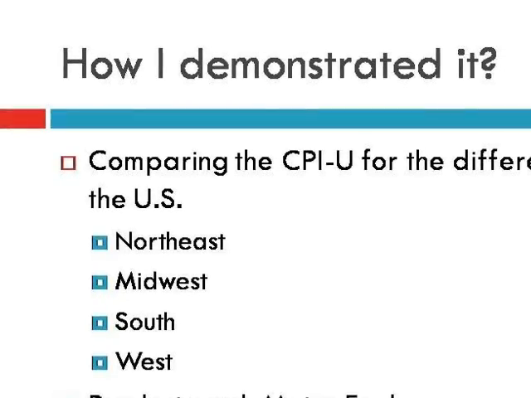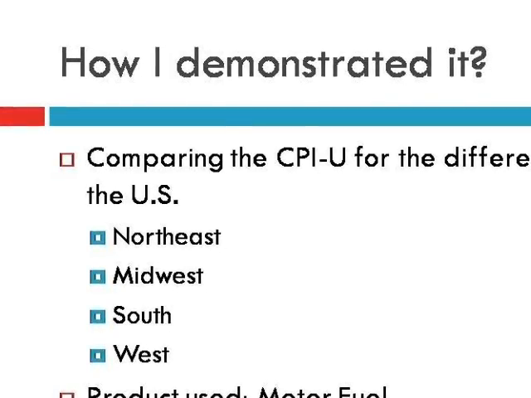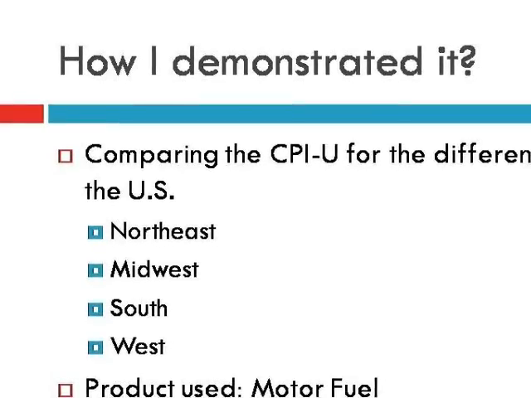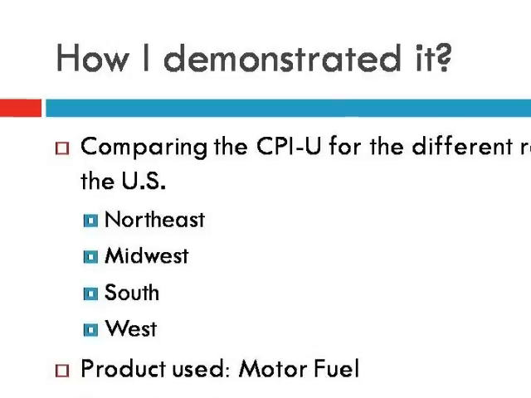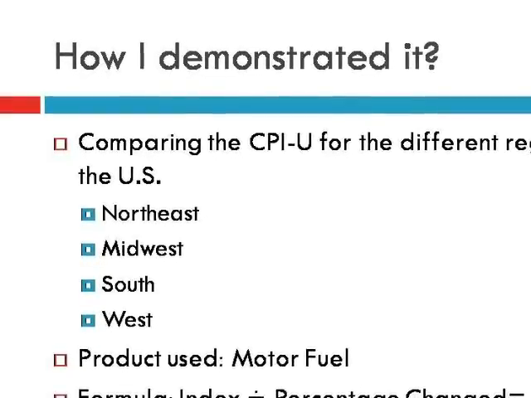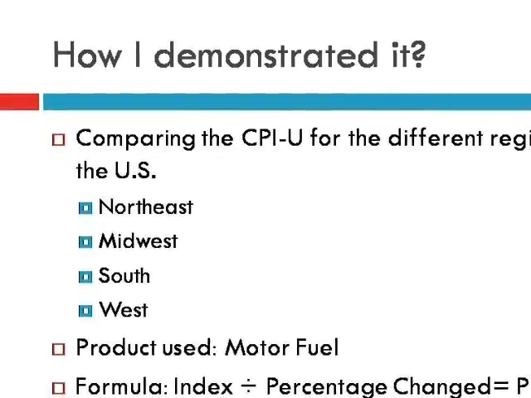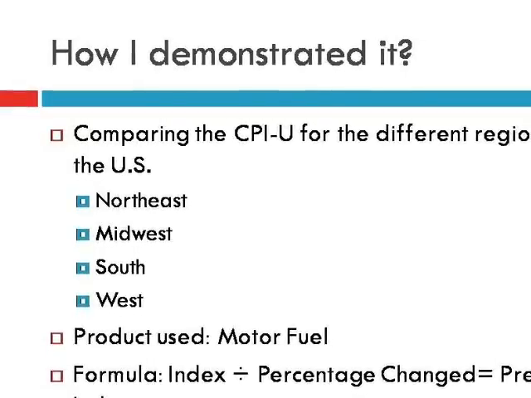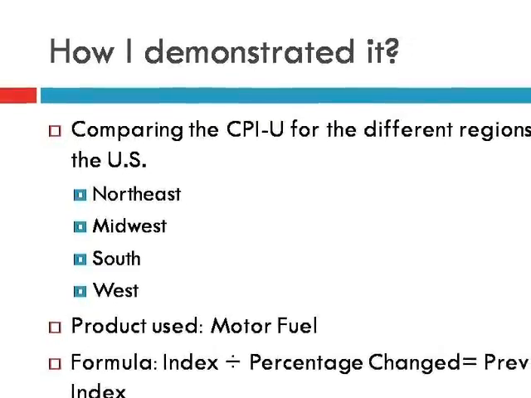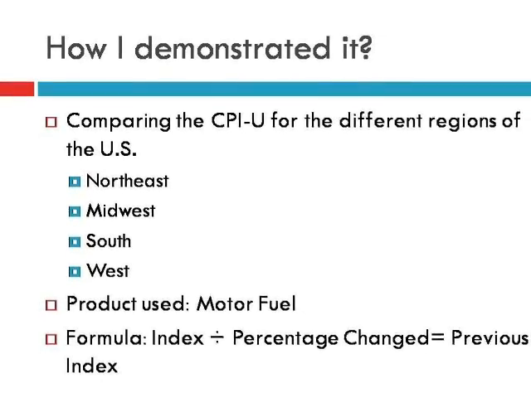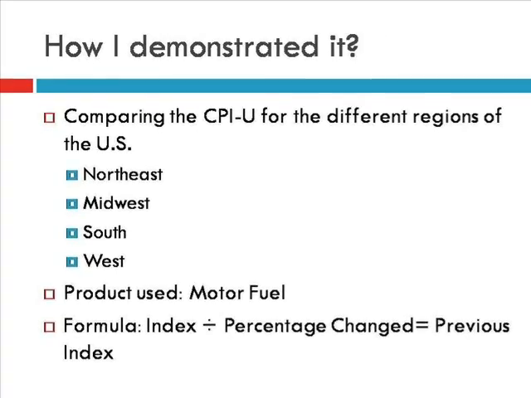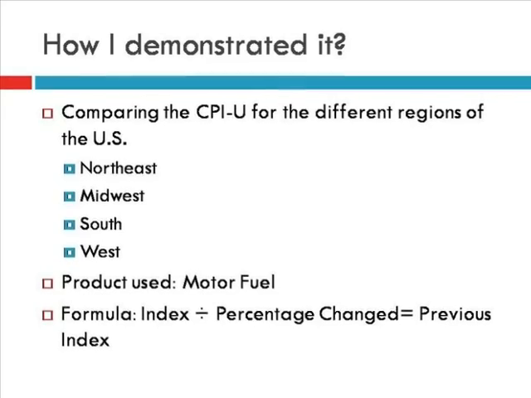I compared the CPI-U for the different regions of the United States. The four regions are the Northeast, Midwest, South, and West. The product that was compared was motor fuel. In order to calculate the numbers for the graph, the formula is index divided by percentage changed is equal to the previous index.